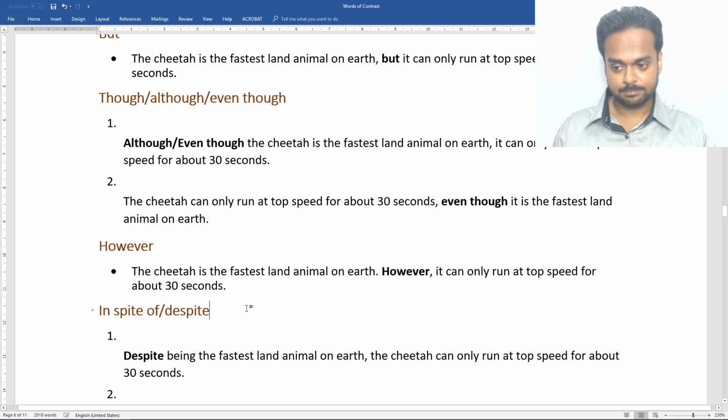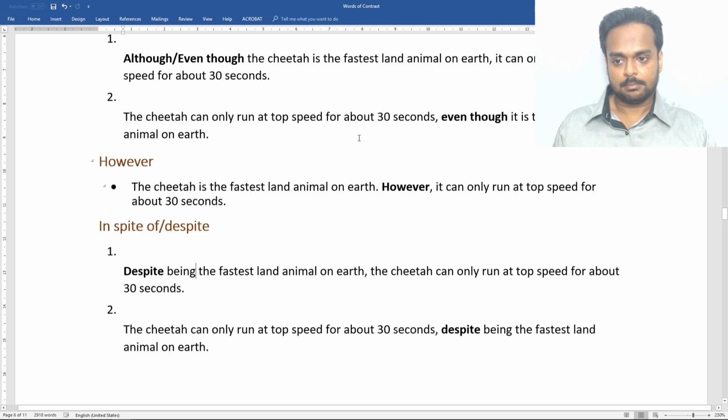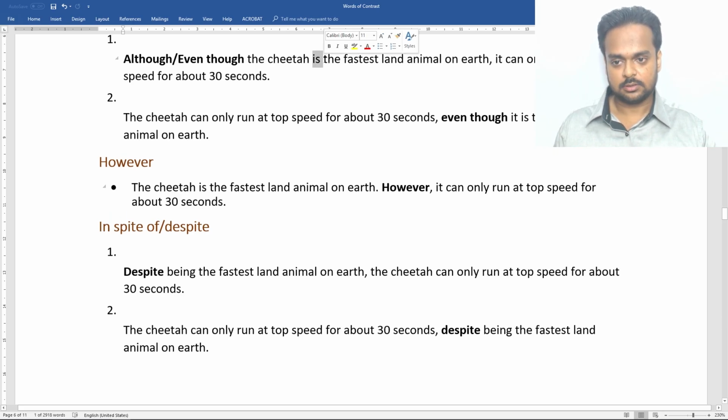Here's how I wrote them. Despite being the fastest land animal on earth, the cheetah can only run at top speed for 30 seconds. Notice that I've said despite being. So what I've done is I've taken the main verb, the cheetah is the fastest land animal. So is a form of the verb be. I've made being by adding ing to that verb, and I've said despite being the fastest land animal on earth.